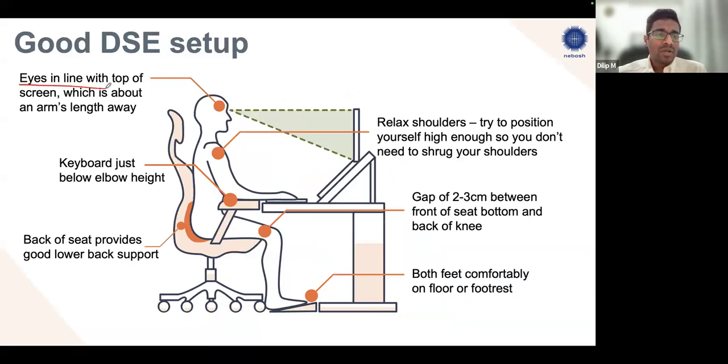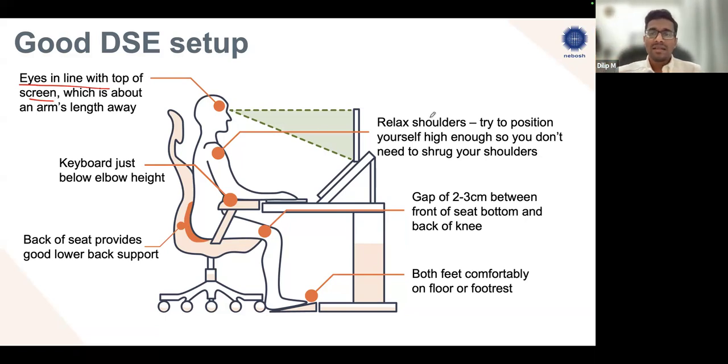So eyes in line with top of the screen. So the thumb rule is your eyes and the very top of the screen should be at the same level. Okay. So if they are not at the same level, either you adjust the height of your seat or increase the height of your monitor. Okay. So it is important that your eyes and the top line of the screen should be at the same level. So I should not be looking upward or downward to view the screen.